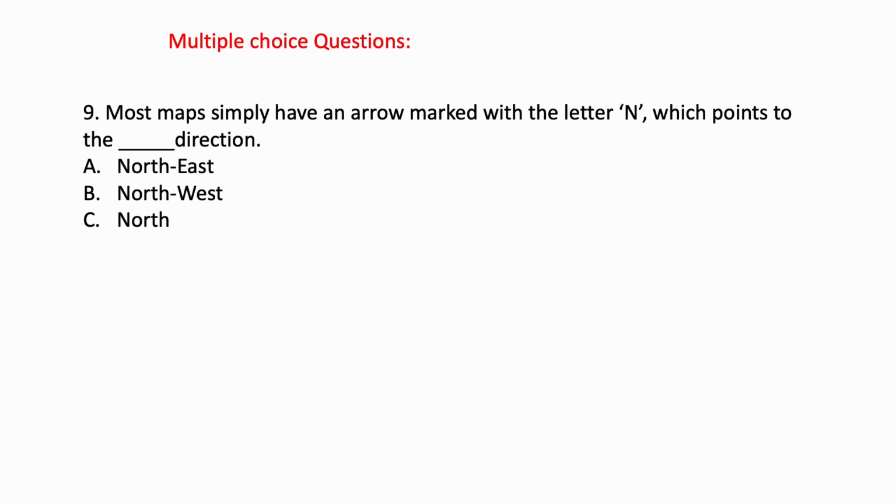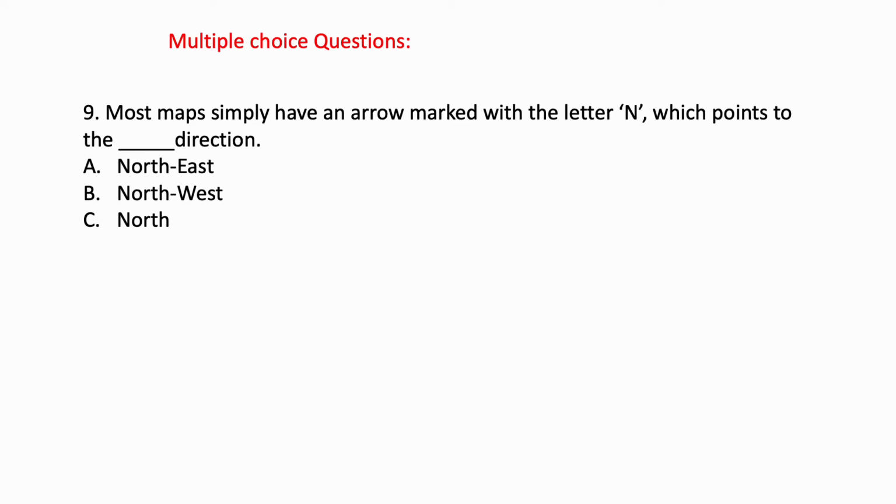Next one. A dash is a ratio that shows the relationship between distances on a map and the actual distances on the Earth's surface. Option A map scale, option B simple, option C direction, option D distance. Which is the correct answer? Option A map scale. A scale is a ratio that shows the relationship between actual distance on the Earth's surface and the distance on the map.